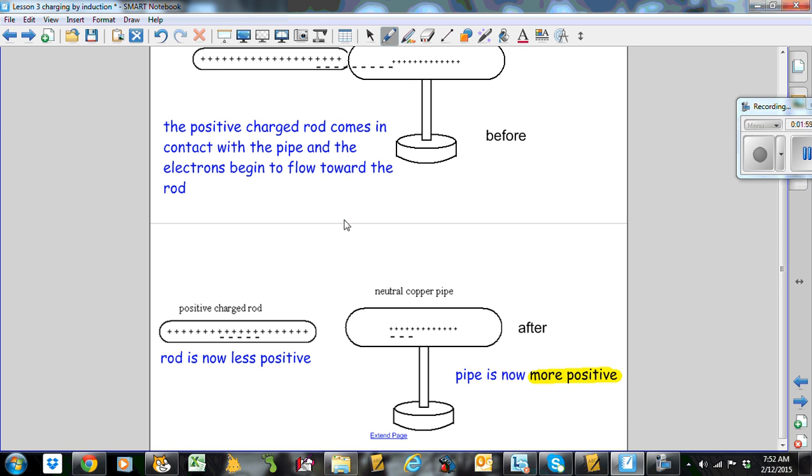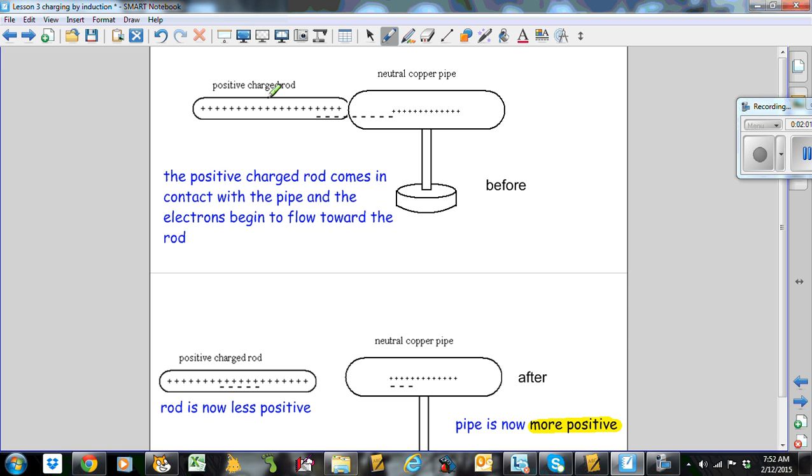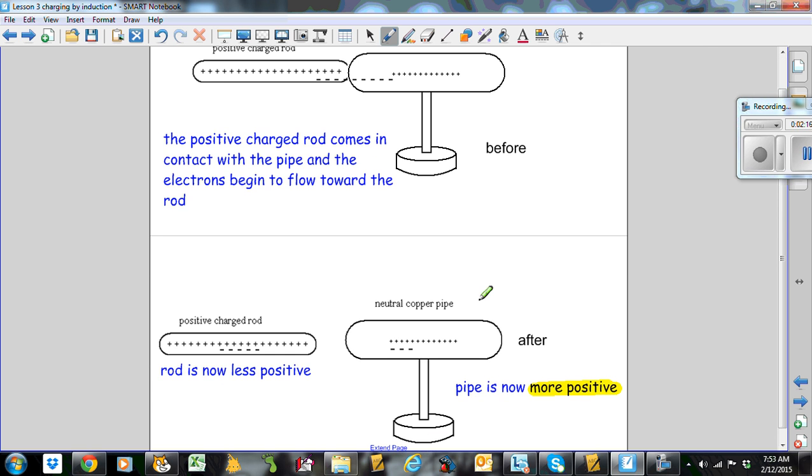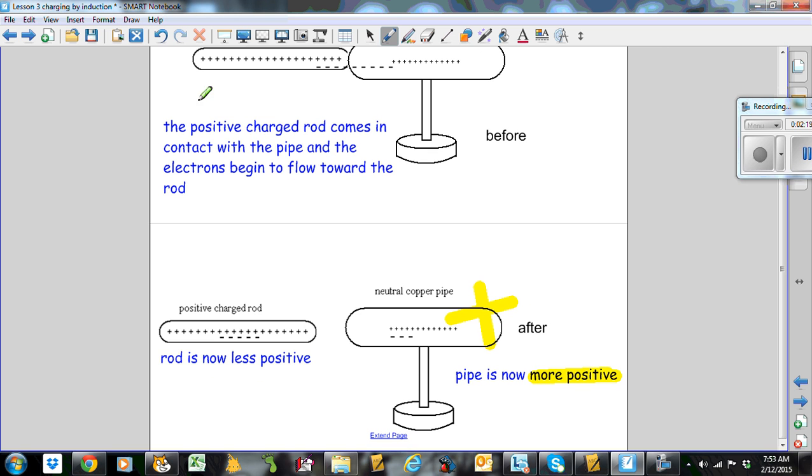Many people would think that the positive protons are transferred to the neutral pipe. That's what makes it positive, but that is not true. What actually happens is the negative electrons from the neutral copper pipe are transferred to the positive rod, leaving extra positive protons on the neutral copper pipe. So it is now positive.